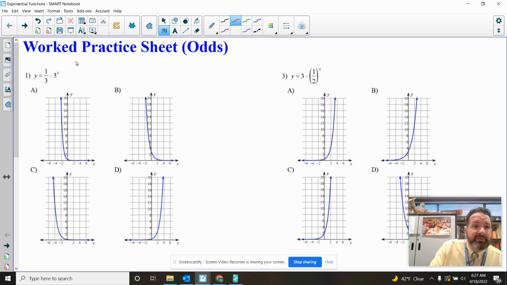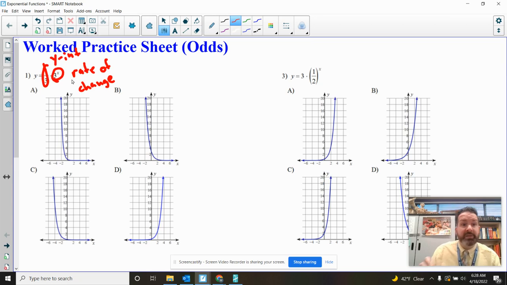You're always going to be given information about the y-intercept and the rate of change. And it's those numbers there that I've circled. The coefficient in front, so the number that doesn't have the x as the exponent, that's your y-intercept. So right away, we can narrow our choices down.